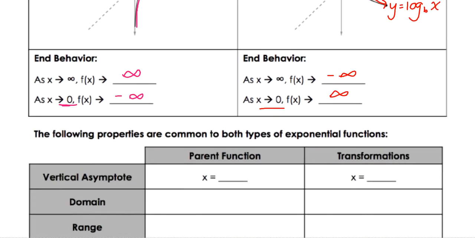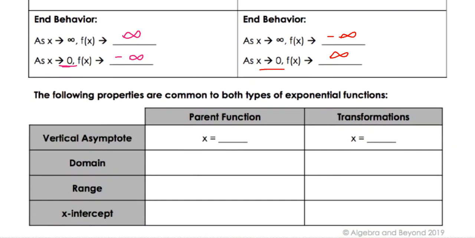Okay, let's explore a couple more key features here. In our parent function, remember that's our most basic function before we transform it at all, if you think back to exponential functions, we had horizontal asymptotes. Now we have vertical asymptotes. So the vertical asymptote, the vertical line that the function is getting closer and closer to in the parent function, is 0, also known as our x-axis.